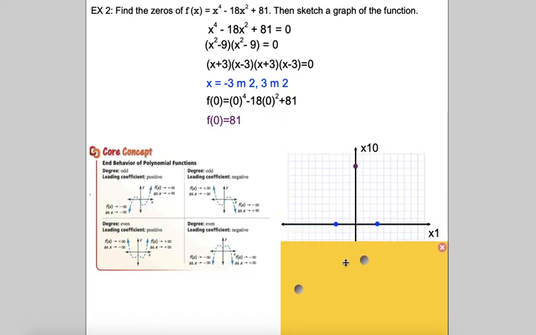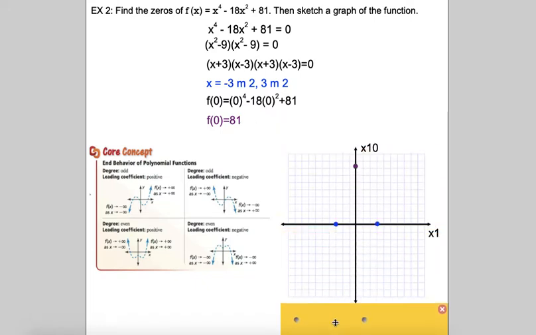From there, I decided to plot those points. My two x-intercepts are negative 3 and positive 3. And then my y-intercept is 0, 81. If you notice, I went by 1s on my x and by 10s on my y. So now I need to sketch that graph in. I know my graph is going to start up on the left. It's going to come down, probably hit there, because at negative 3 it had a multiplicity of 2, which means it's going to bounce. Going to come up, go back down, bounce there, and go back up.